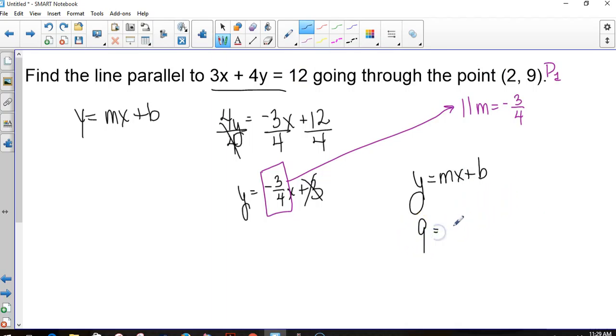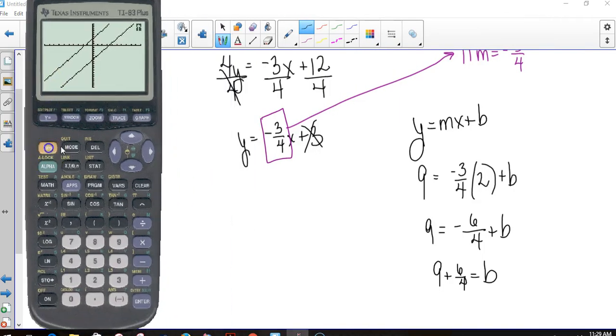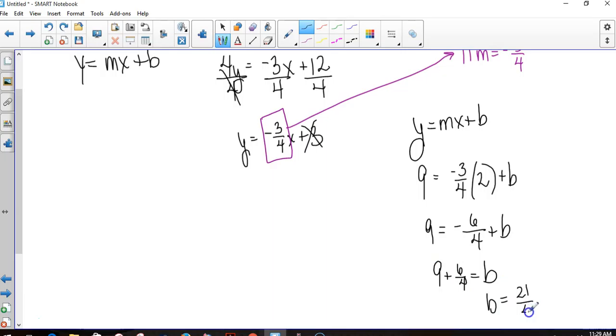Y is a 9, m is negative 3/4. I have a 2 for my x, and I need to find b. 9 is equal to negative 6/4 plus b. Add the 6/4 to both sides. And probably one of the best things that this calculator does for you is that it will add fractions for you and reduce them. So you can say, oh, 10.5, math, enter, enter, and it will change it to a reduced fraction. And my b value is 21/2.